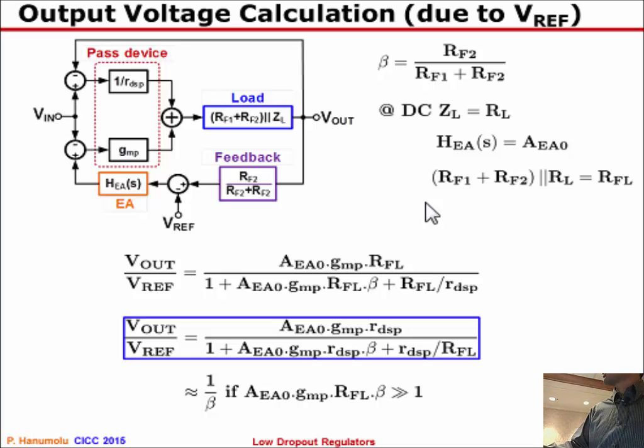So if I'm interested in calculating from VREF to V out, I would figure out the forward path, which is HEA of S, GMP times load. That's the forward path. It's shown here. I'm doing this at DC. Therefore, HEA, the transfer function of the error amplifier, is just the DC gain, EA0. GMP, and ZL is just RFL as shown here at DC. So that's the feed-forward path.